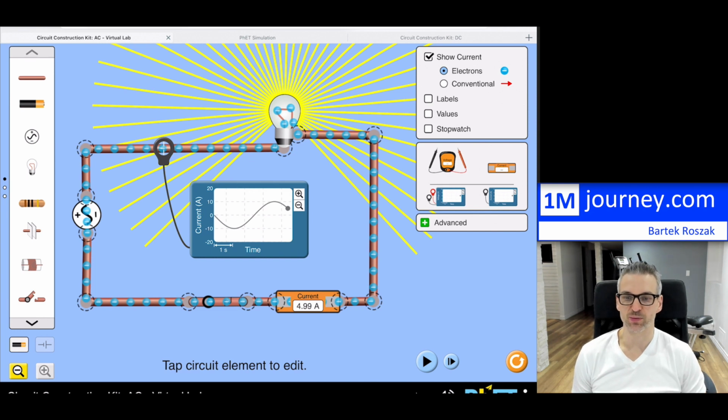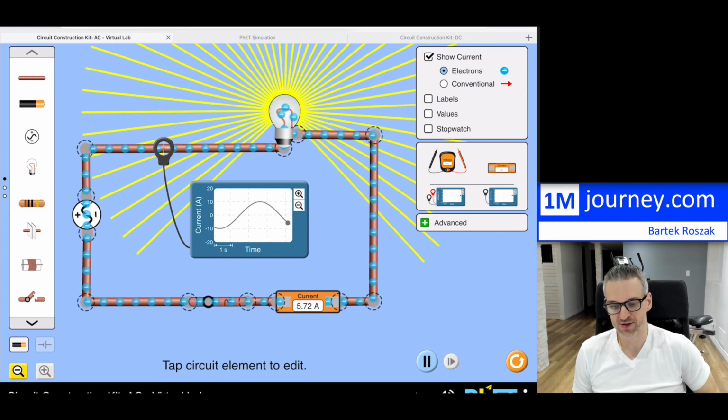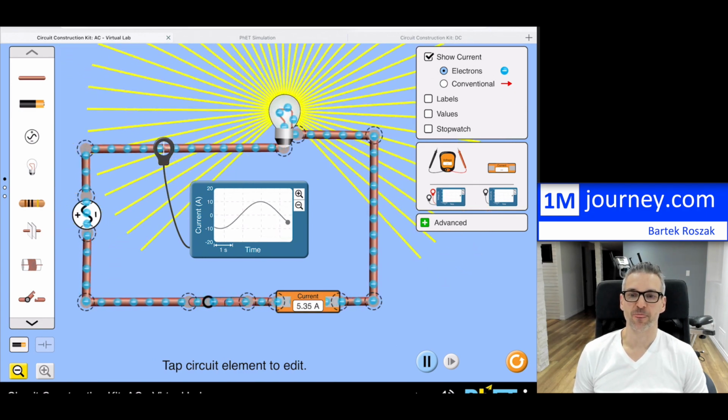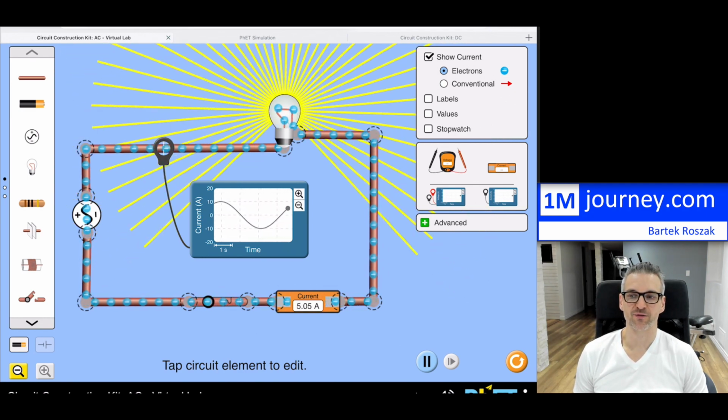This one looks a little bit more complicated, but it's exactly the same, except instead of a battery, we have alternating current. And I just want to explain to you what this alternating current is. So if I turn this on and let it run, you'll notice that you have electrons which are now flowing, but they're flowing back and forth.